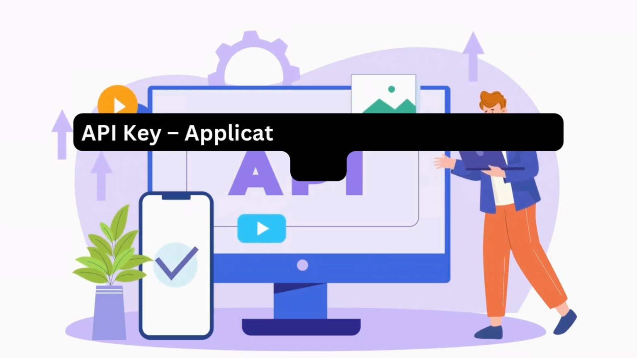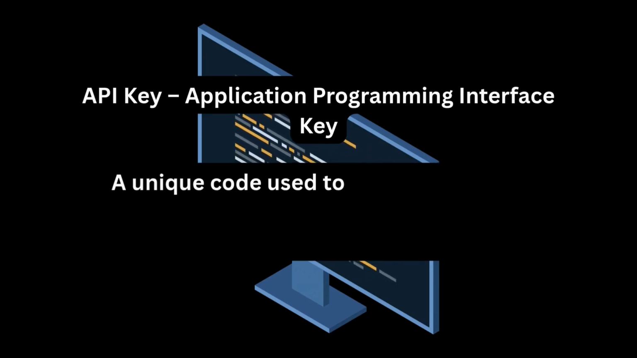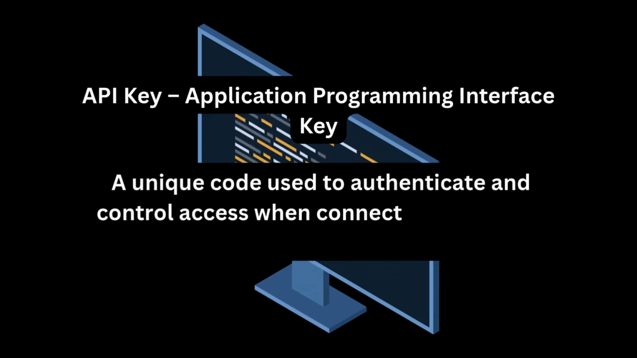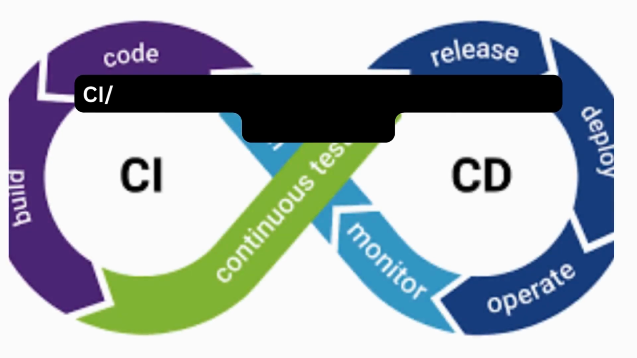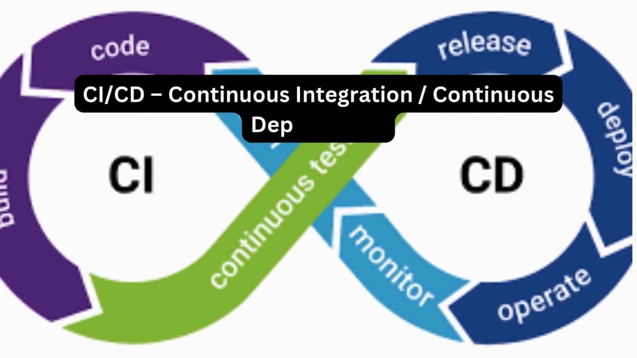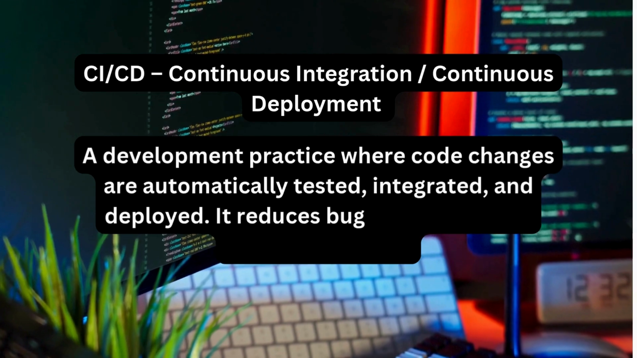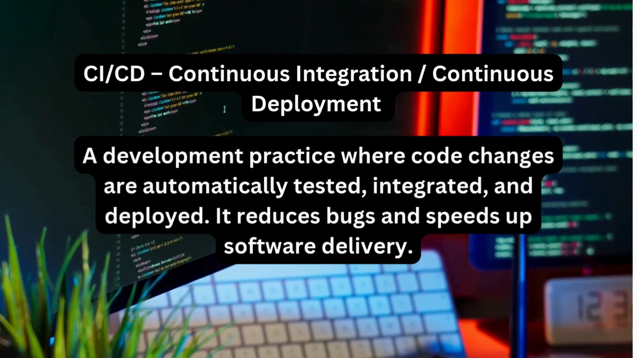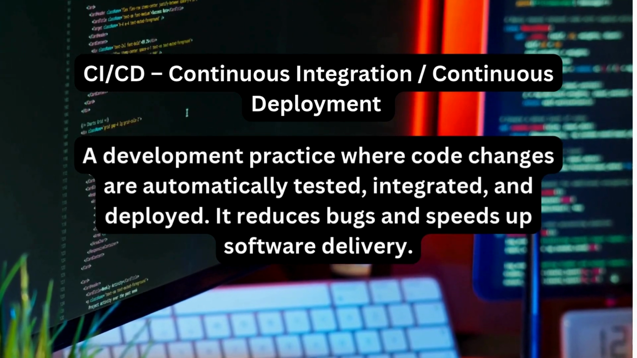API Key, Application Programming Interface Key. A unique code used to authenticate and control access when connecting to APIs. It prevents unauthorized usage. CI/CD, Continuous Integration / Continuous Deployment. A development practice where code changes are automatically tested, integrated, and deployed. It reduces bugs and speeds up software delivery.